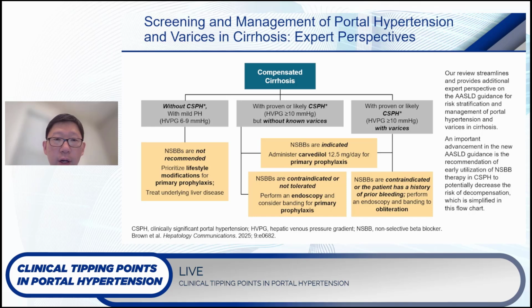And again, the target dose of carvedilol is 12.5 milligrams daily. And as a general rule, I like to start low and go slow with 3.125 BID, that's a total dose of 6.25, and titrating up as tolerated. And for those who have contraindications or initiated a beta blocker but it is not well tolerated, in those individuals, traditional endoscopy is warranted. And if they meet eligibility for prophylaxis with band ligation based on the presence of medium or large varices, that should be pursued.